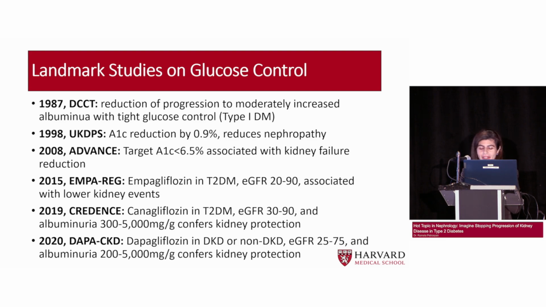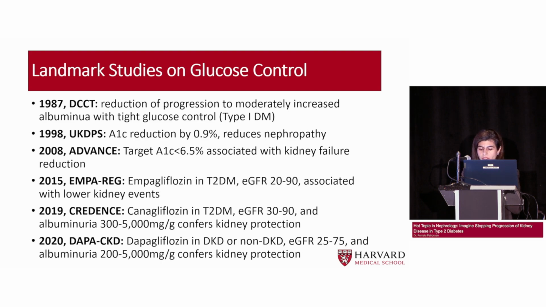Then 2015, the EMPA-REG study. This is where we saw patients with type 2 diabetes that were treated with empagliflozin and lower glycated hemoglobin levels. They had a significant reduction in cardiovascular and kidney events. And really the protective effects of SGLT2 inhibitors in this study were recognized to be beyond just a simple glycemic control. In the CREDENCE trial, which I've already mentioned, canagliflozin reduced the risk of kidney failure and cardiovascular events.